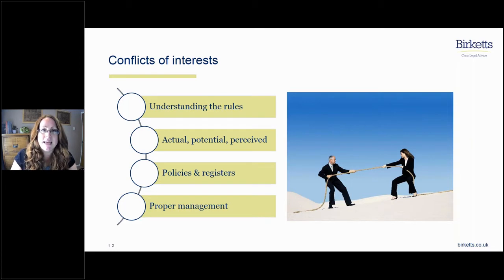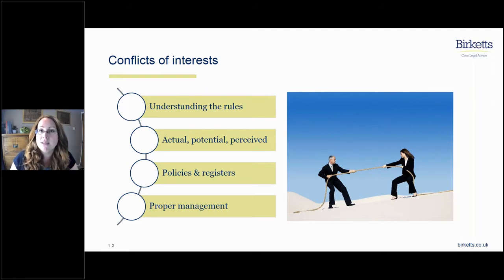So it's really key that you understand what we mean when we talk about conflicts of interest, what the Charity Commission considers is a conflict of interest, what your governing documents say about how you should manage them, and that you are clear about how to approach conflicts properly in the best interest of your organisation. This includes actual, potential, and perceived conflicts.